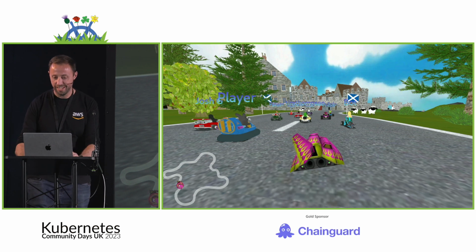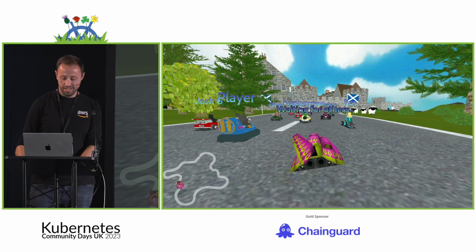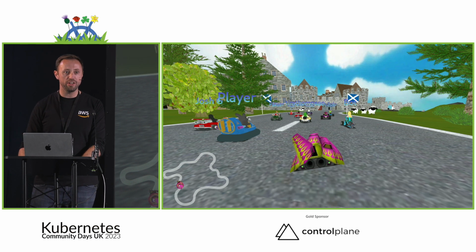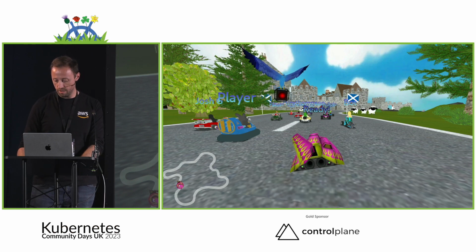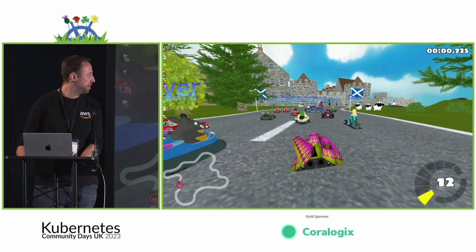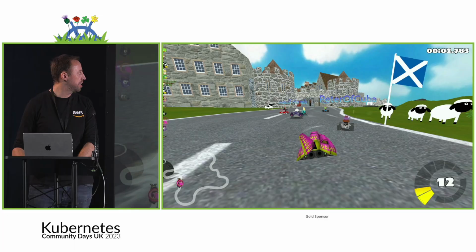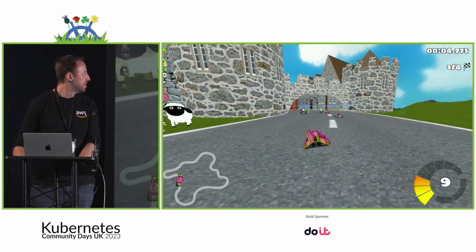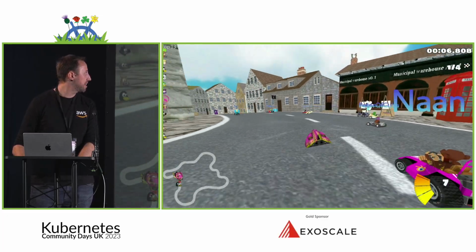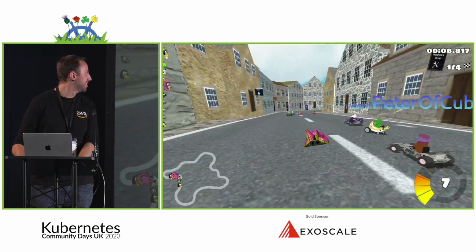Okay, here we go. If you're playing on your laptop, you use your arrow keys to drive, and then you use your space to shoot things. Some are driving faster than others. I don't know why. Someone is cheating.